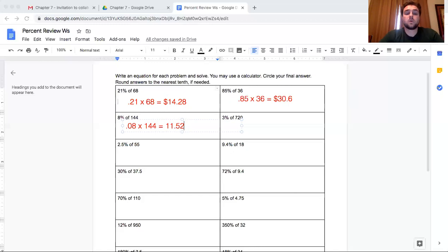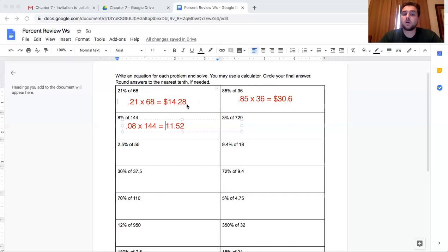Now, this worksheet in particular is asking us to round your answers to the nearest tenth, write an equation for each problem and solve. You may use the calculator. Looking at our worksheet, you are getting your product right here, okay? Now, you're taking this amount off of this amount here in order to get your answer. So 68 minus 14.28 would give us our answer. So you usually don't want to just stop at the 14.28.